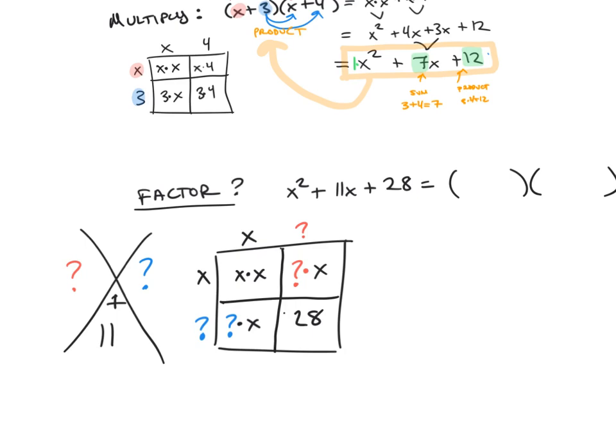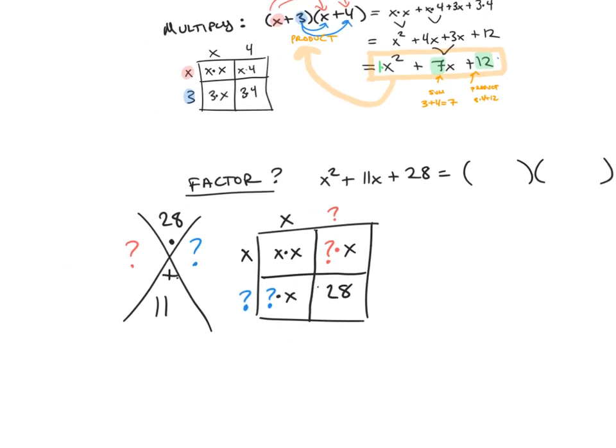So their sum is 11 in the bottom of the x, and then their product in the top, when you multiply the two numbers together, will be 28. And so we just have to think of two numbers that multiply together to make 28 and add together to make 11. And I happen to know that my two numbers are going to be 7 and 4, because 7 times 4 makes 28, and 7 plus 4 makes 11.